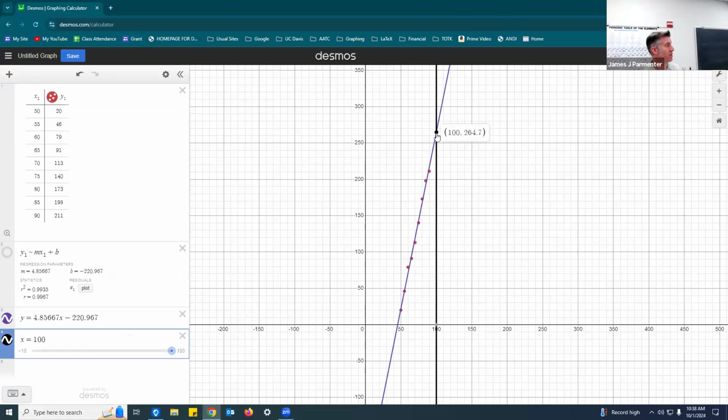If you had to do multiple values, the table might be easier, but it's also pretty easy to plot or graph x equals 100, x equals 1,000, whatever you need. Questions about this?